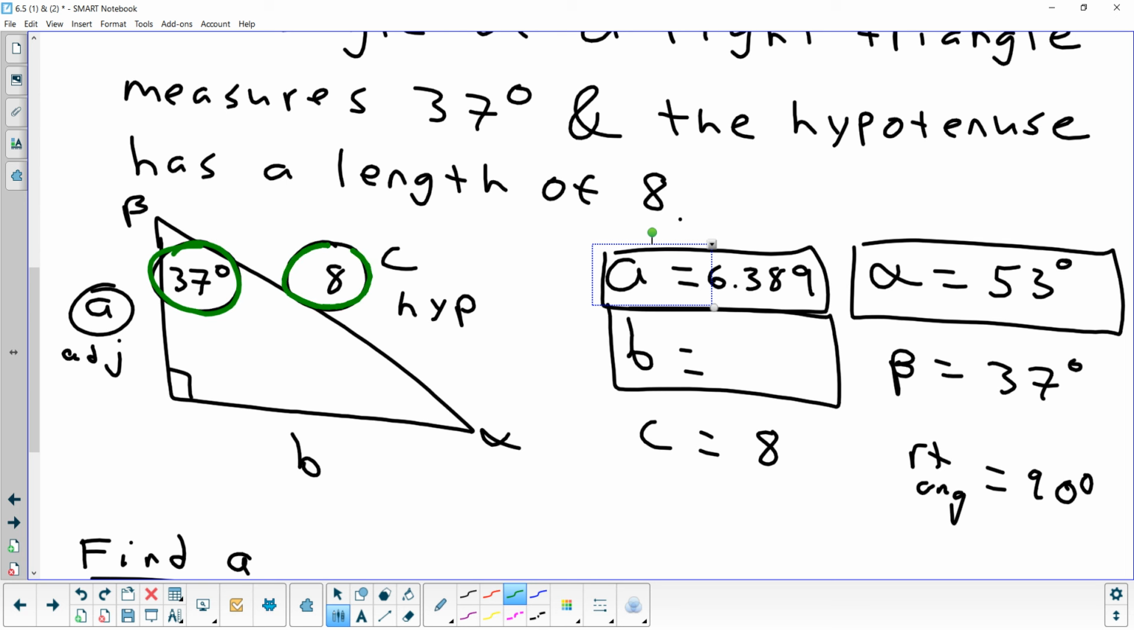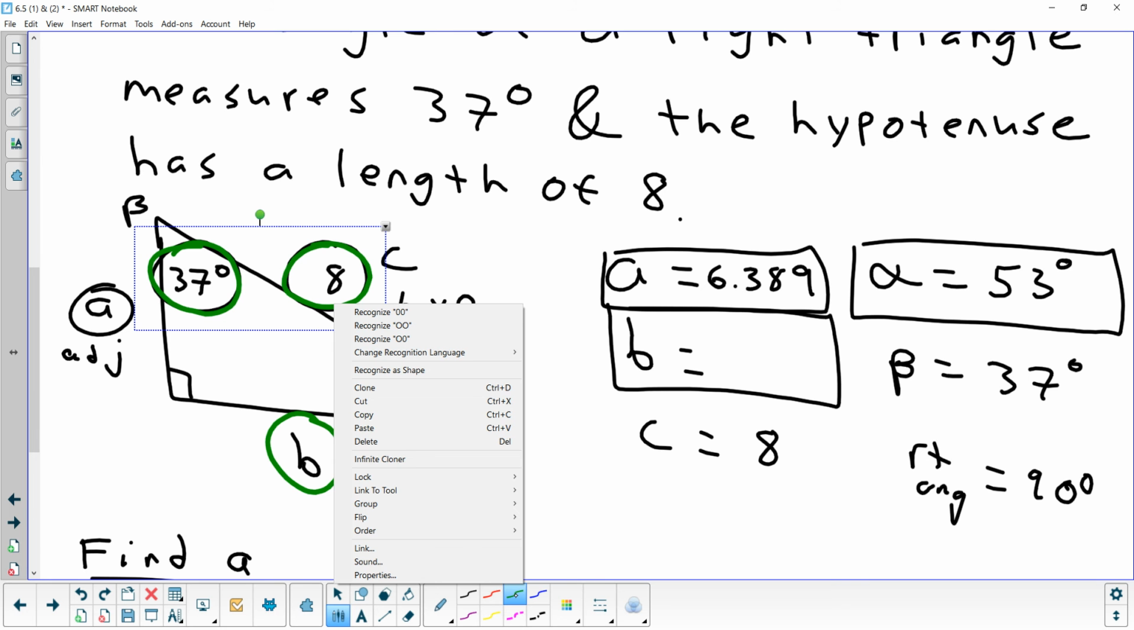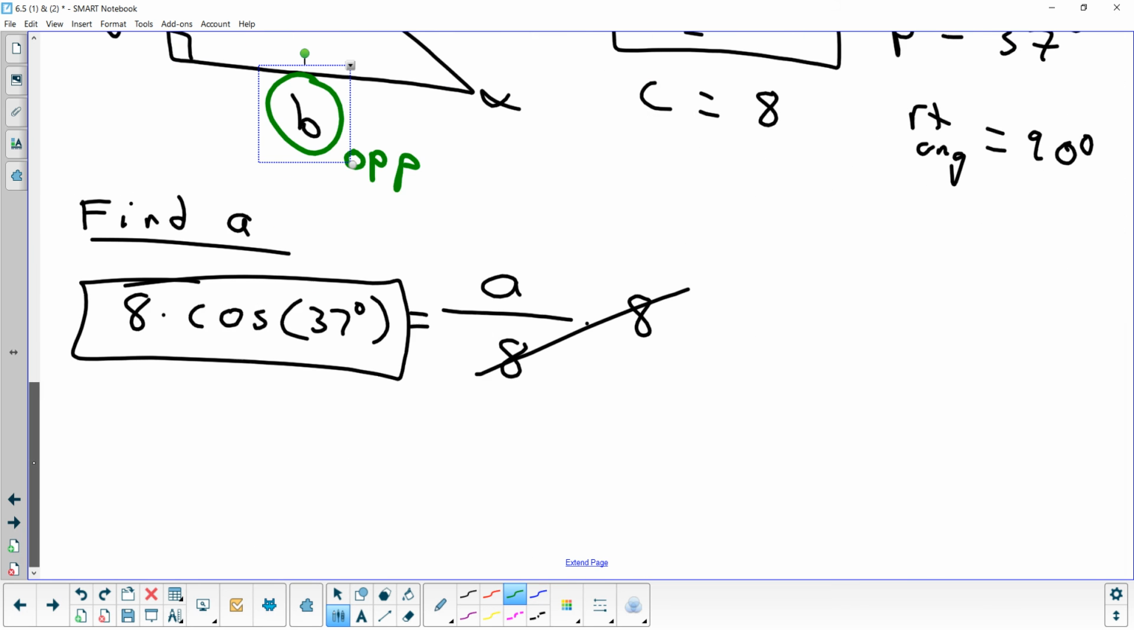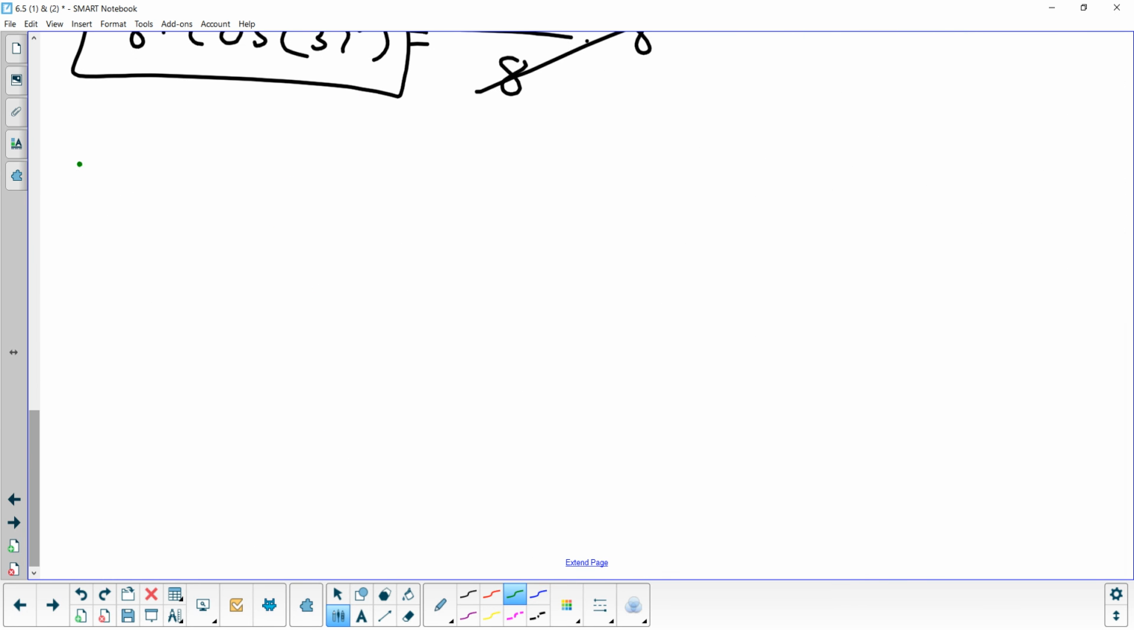Again, these are the 2 pieces of information I was given. Forget about A. We're done with A. Focus on B. B is the opposite side. So to find B, you're going to be involving the hypotenuse, which was given, and the opposite. What trig function has opposite and hypotenuse in it? And it's not cosine because we already used it. Sine.